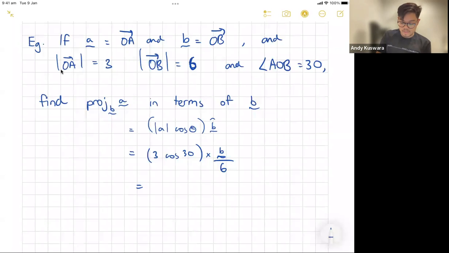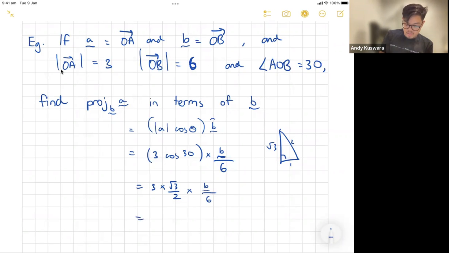And let's see what we've got here. Cos 30, I should have these memorized, but I do not. Cos 30 would be root 3 on 2. Okay. So it would be 3 times root 3 on 2 times B on 6. And let's see what we've got here. If I calculate that, should be something like root 3 on 4 B.